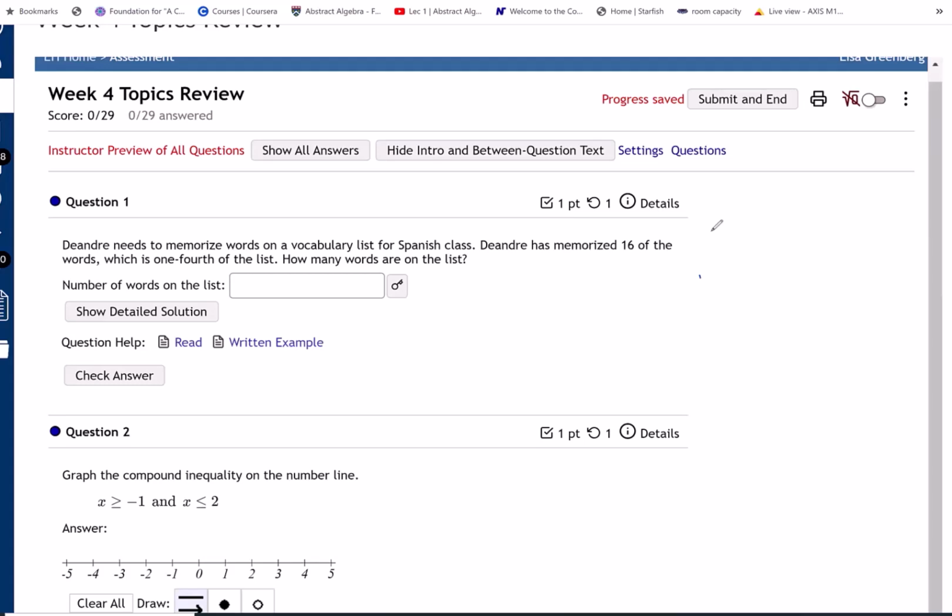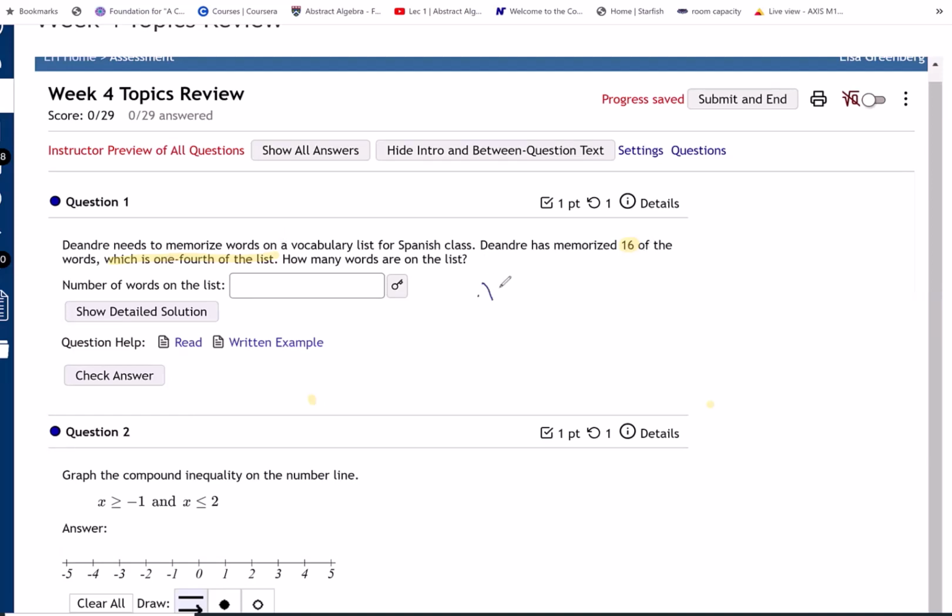Question 1. Deandra needs to memorize words on a vocabulary list for Spanish class. Deandra has memorized 16 of the words, which is 1/4 of the list. How many words are on the list?